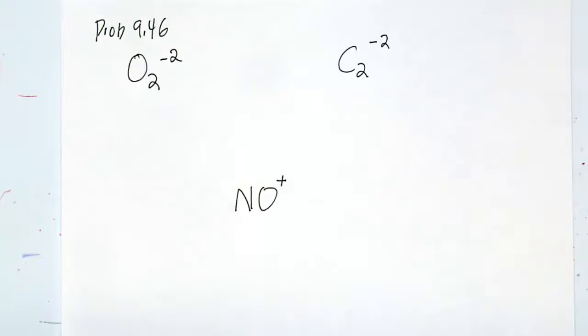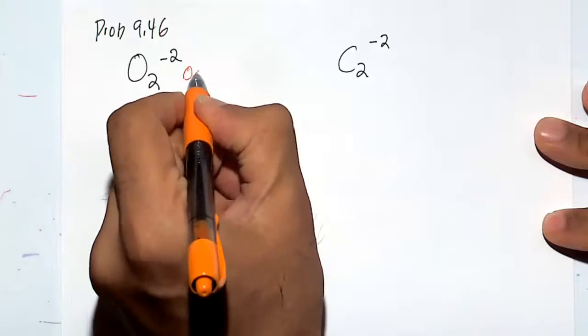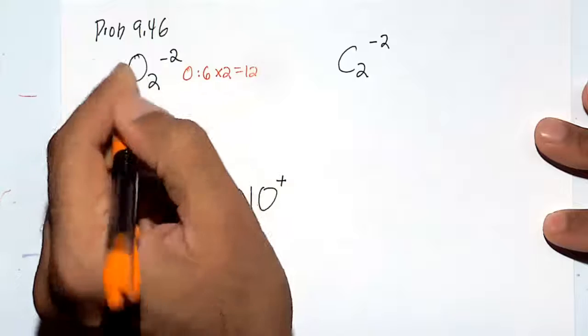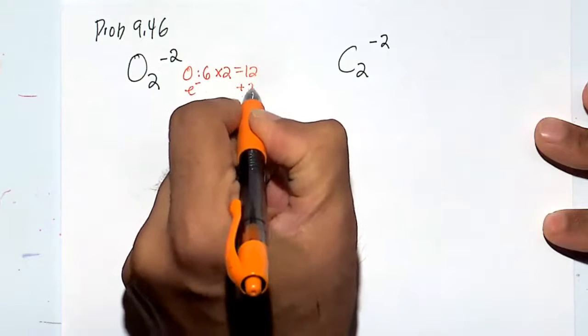In this video we'll go over the Lewis structures of some anions and one cation, NO+. So the first thing we're going to do is count our valence electrons. Oxygen is happy at 6. We've got 2 of those. The -2 charge here implies that we have gained 2 electrons, so +2.